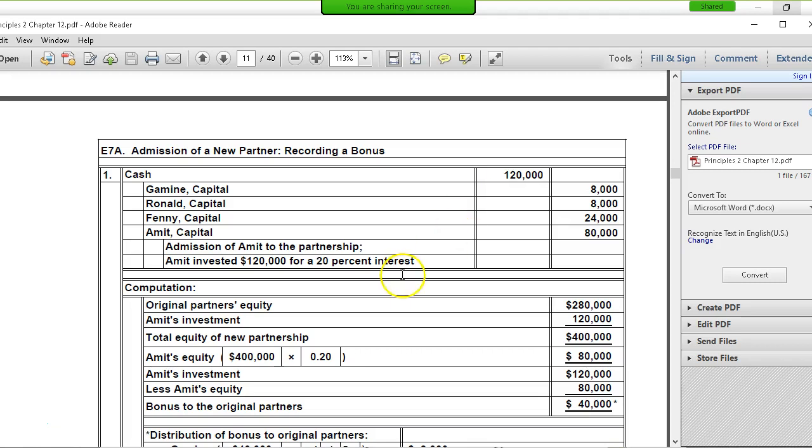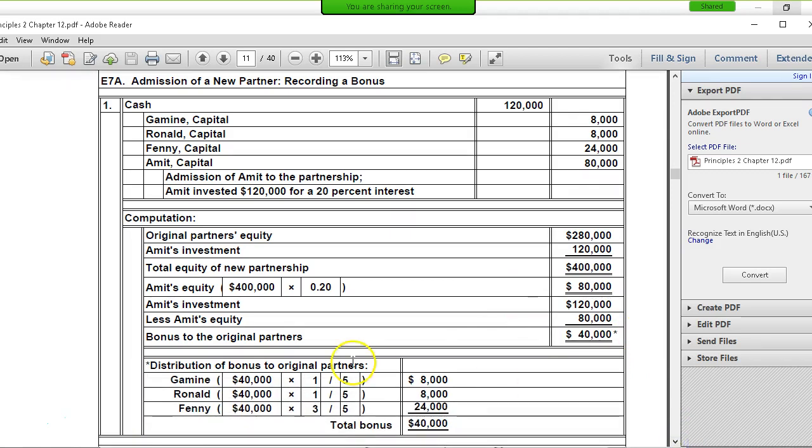And so the difference of this 40,000, we know Gaiman has 1 out of 5, or 20%, gets allocated to Gaiman. So 40,000 times 20%, or 8,000, is going to be allocated to Gaiman. Ronald has 1 out of 5, or 20% of the 40,000 gets allocated to Ronald. Fenny has 3/5 of the allocation. So 3/5 of 40,000, or 24,000, is going to be allocated to Fenny.